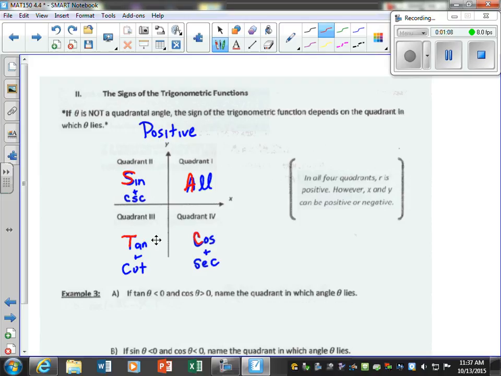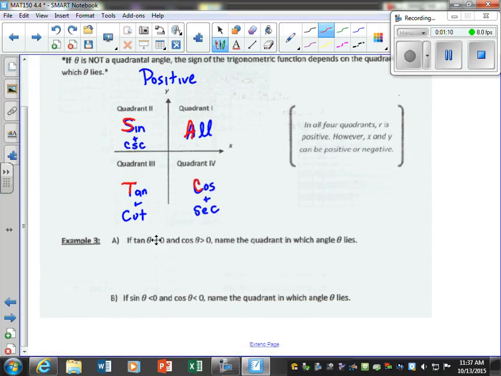All right, so now we can ask questions kind of like this, like example 3. If tangent of theta is less than 0 and cosine of theta is greater than 0, which quadrant does the angle lie in? Okay, well, what exactly does this mean? Tangent is less than 0. That tells us that the tangent is negative. Cosine is positive. So let's find the quadrant that satisfies that.